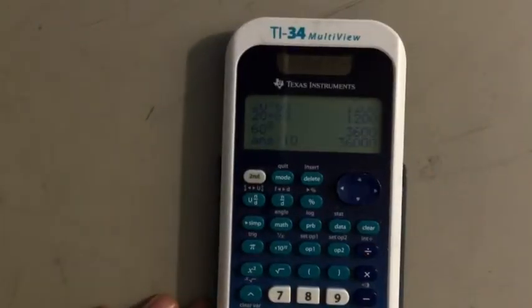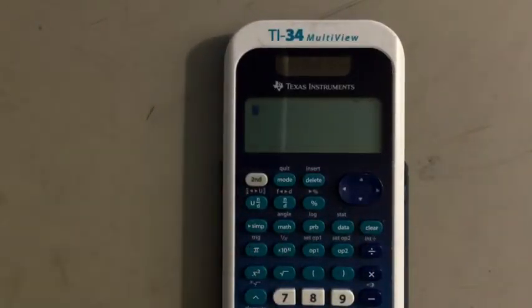So let's get started. I'll be using this calculator throughout the lesson, so that's just a pointer. So now let's cover some basic topics that you probably remember.